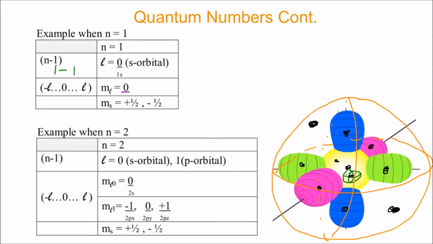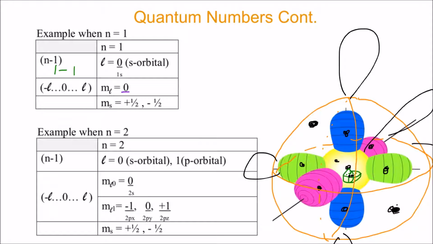Okay, and then beyond the 3s we could play the game again and add another set of p orbitals. So we could have the 3py, 3px and 3pz for that. It could just keep getting bigger and bigger and bigger.